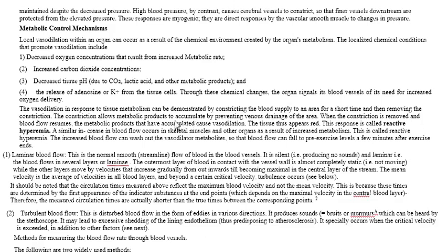The constriction allows metabolic products to accumulate by preventing venous drainage of the area. When the constriction is removed and the blood flow resumes, the metabolic products that have accumulated cause vasodilatation, so there will be excretion of waste products. We already talked about this, but this is in more detail about the blood flow.